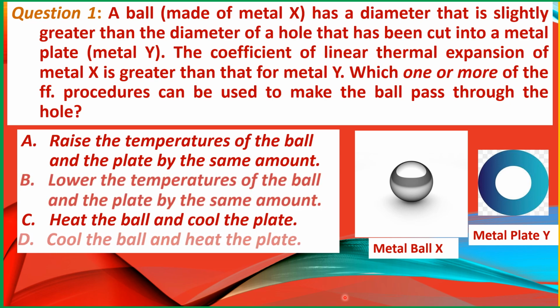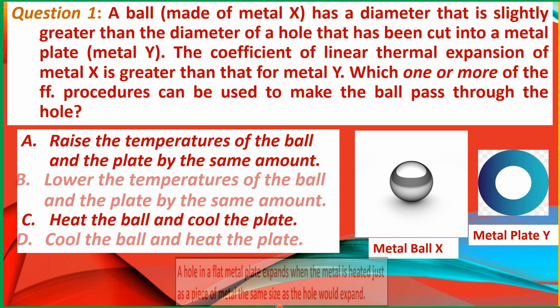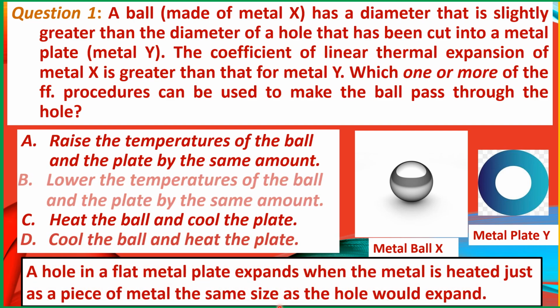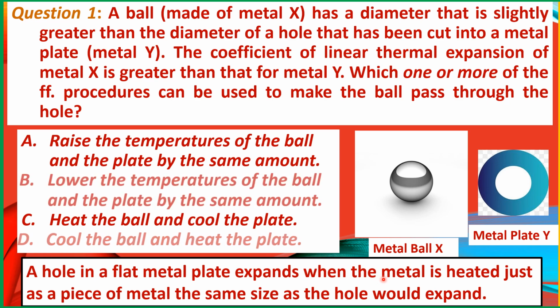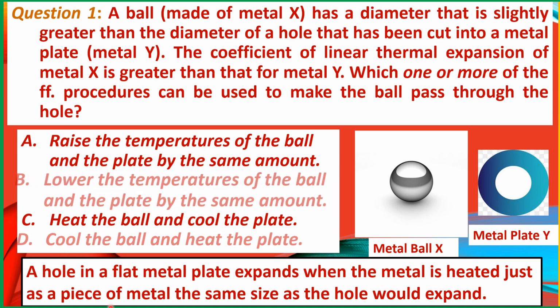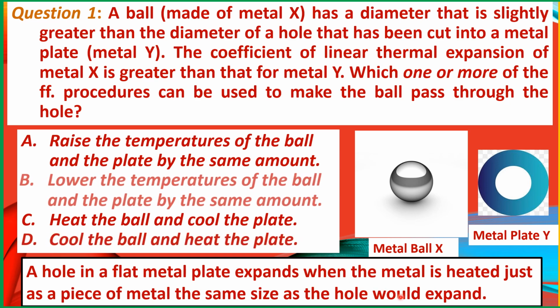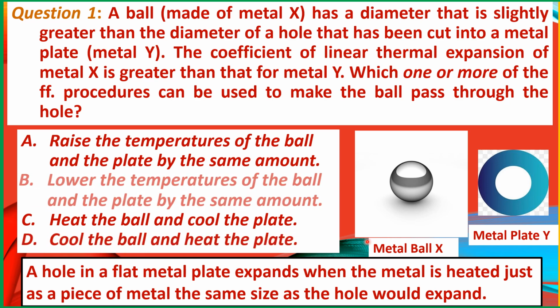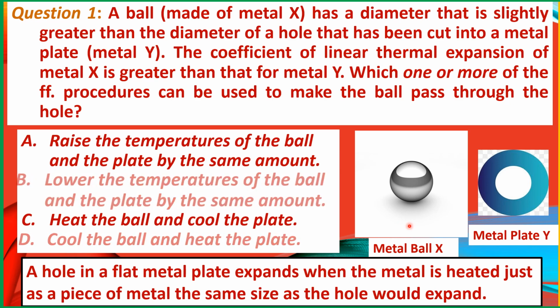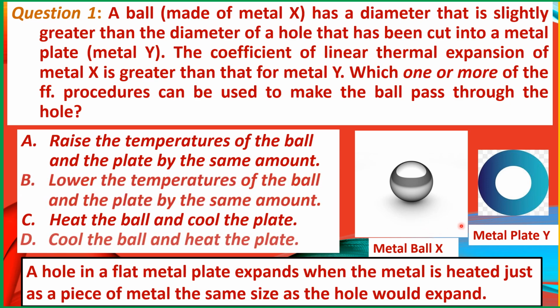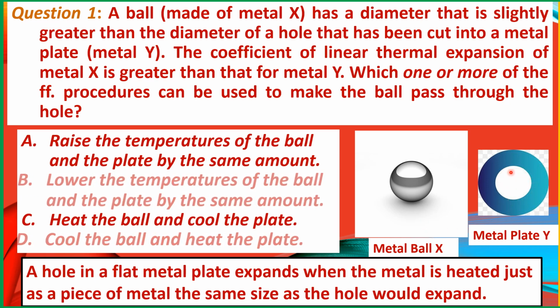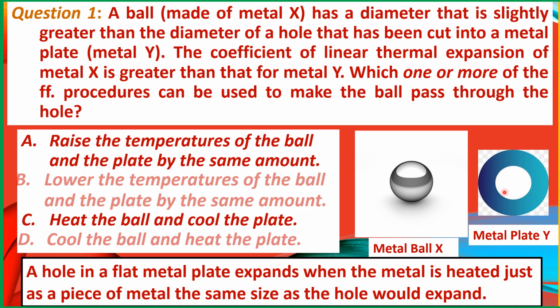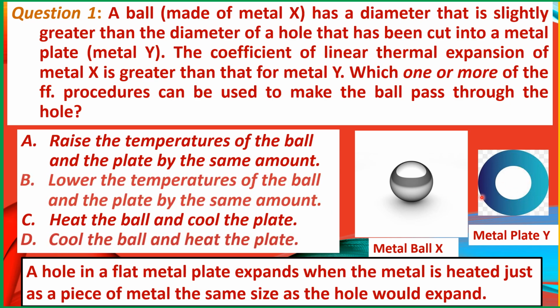Alright? So, the concept that is applied here is the fact that a hole in a flat metal plate expands when the metal is heated. Just as a piece of metal the same size as the hole would expand. So, letter D is quite obvious. If you're going to cool the metal ball, its final volume will be smaller compared to the volume of the hole in the metal plate. So that would allow the ball to pass through the hole.